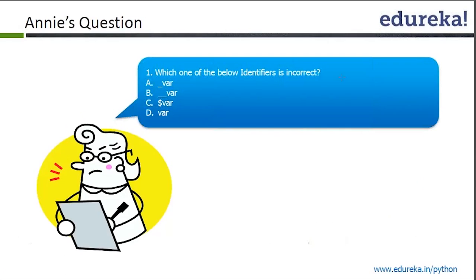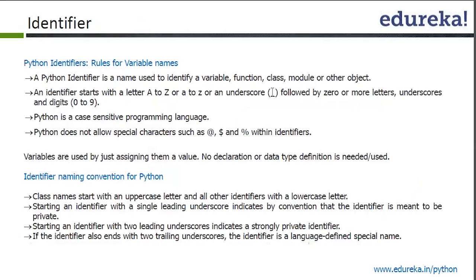Now, which of the below identifiers is incorrect? The only exception to the rule of an identifier is underscore, okay? And Python does not allow special characters such as at the rate, dollar, percentage with identifiers.